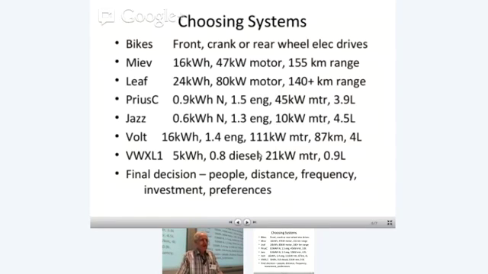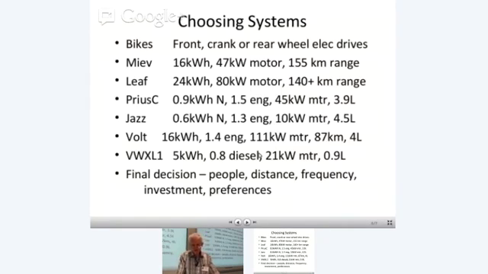The Jazz Hybrid has come on the market more recently. Look at its massive battery: 0.6 kilowatt hour, only 2/3 the size of the Prius one. 1.3 litre engine, only a 10 kilowatt electric motor to drive, and it still guzzles up 4.5 per 100. We have a Volt out here. I haven't looked terribly carefully at the Volt, but it's got a fairly big battery in it, similar to the MiEV size and not as big as the Leaf.